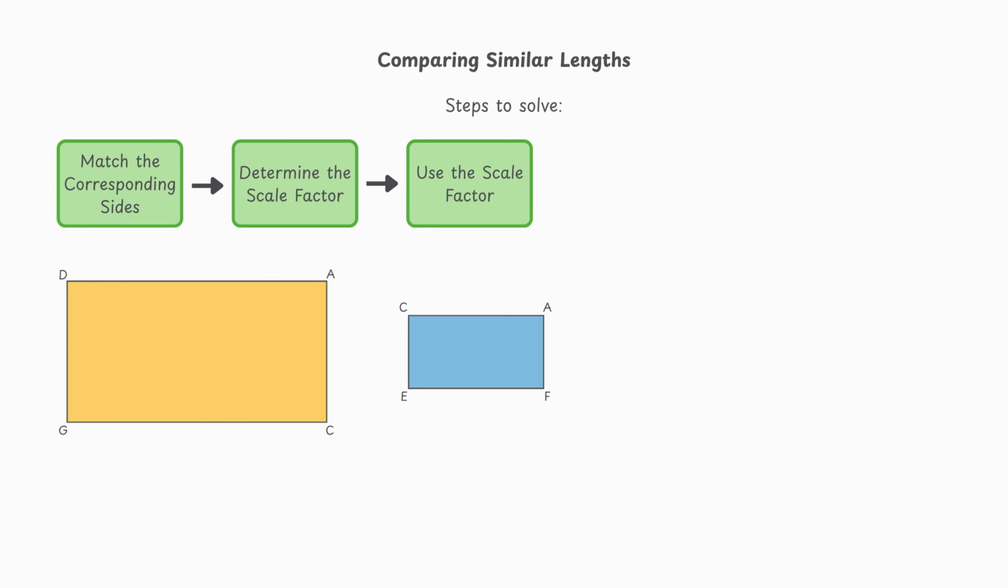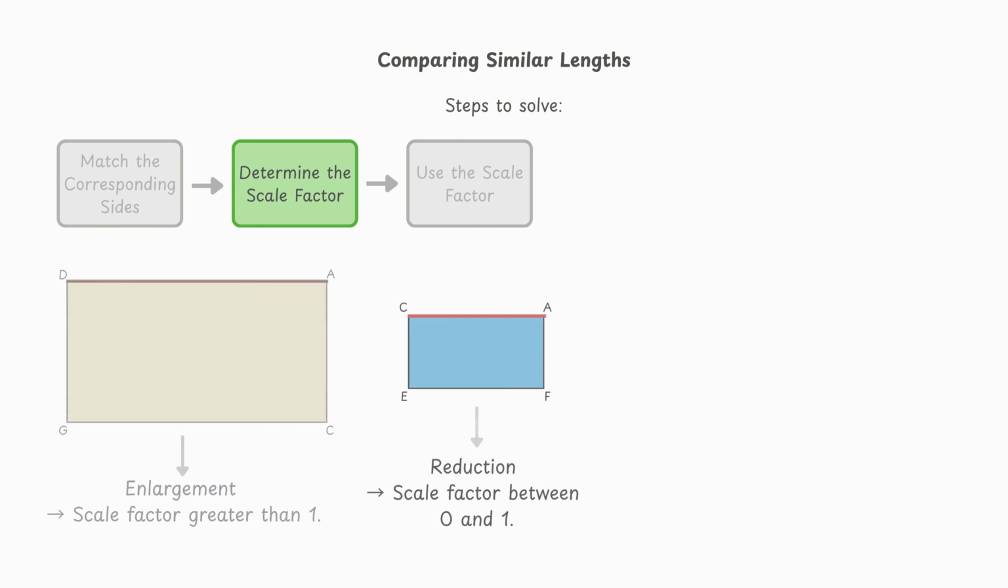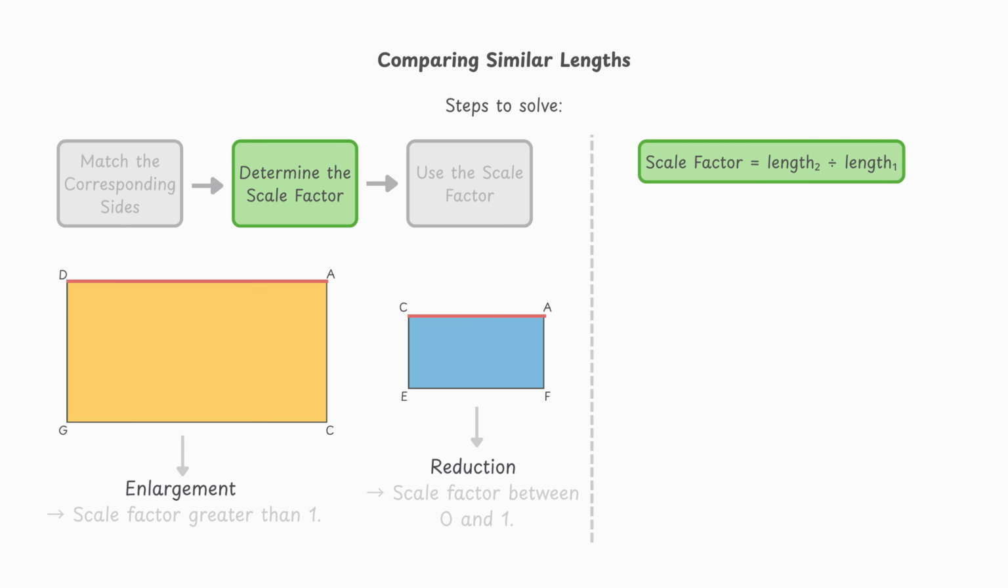Here are the steps on how to compare lengths in similar shapes. First, match the corresponding sides. These are sides that appear in the same position on each shape. Next, determine the scale factor. If the second shape is larger, it is an enlargement, and the scale factor will be greater than 1. If the second shape is smaller, it is a reduction, and the scale factor will be between 0 and 1. To calculate the scale factor, divide the length on the second shape by the matching length on the first shape.